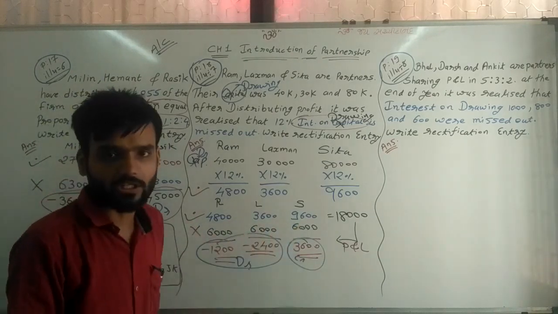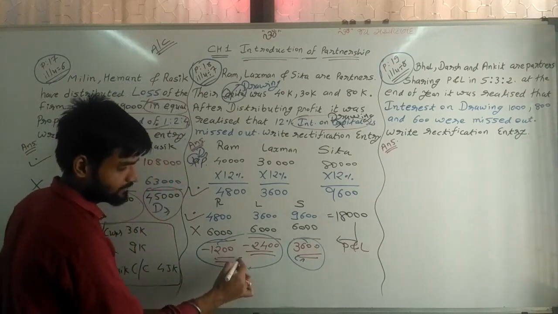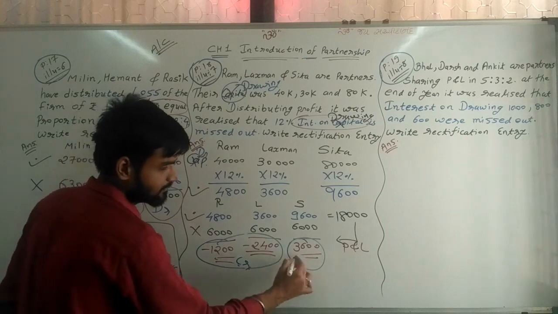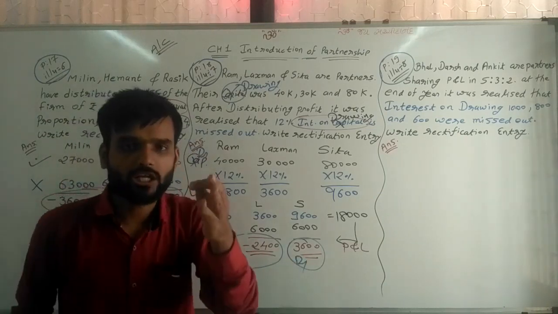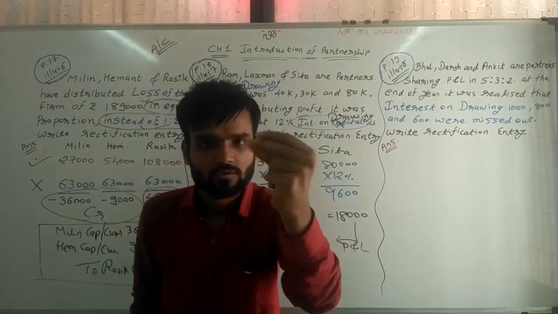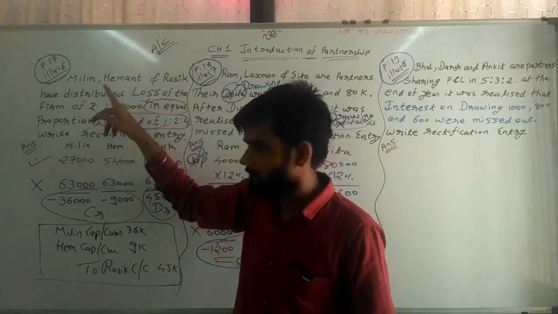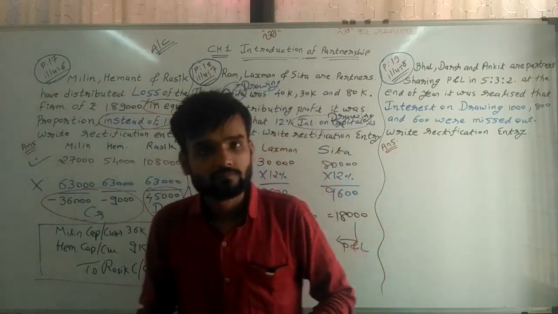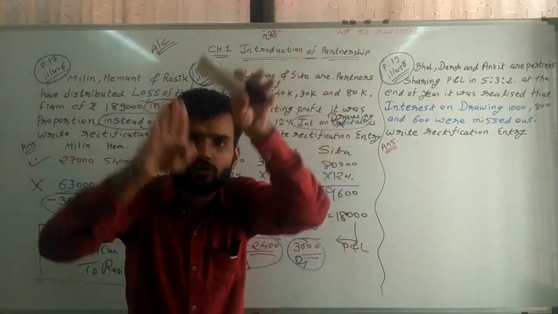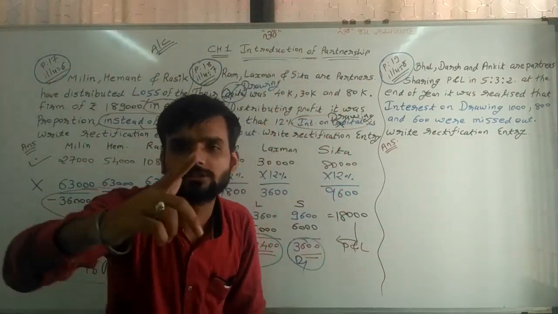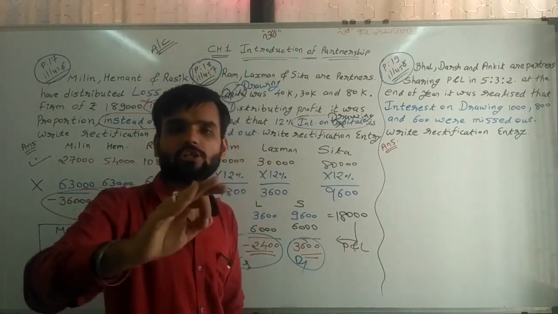Because P&L ratio is not given, so equal again. But minus credited, plus debited. So again we can make a rule. Try to understand. If profit given, minus debit. Interest on capital given, minus debit. And if different situation given, opposite situation given, then minus credited. That is the most important thing.